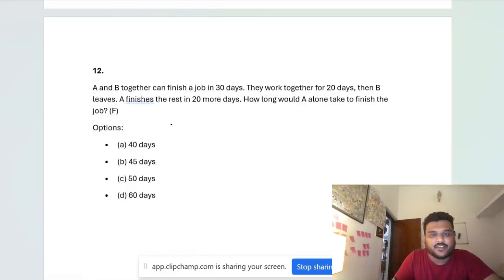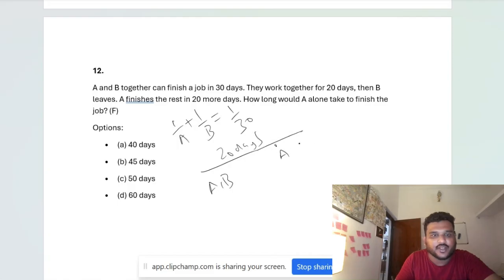A and B together can finish a job in 30 days. So you can directly write this equation like this. They work together for 20 days and B leaves. So A and B work for 20 days and then B left. So it's only A working. A finishes the rest of the work in 20 more days. So 20 more days A took and finished the work.